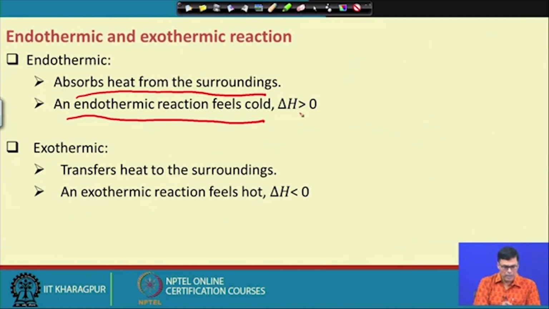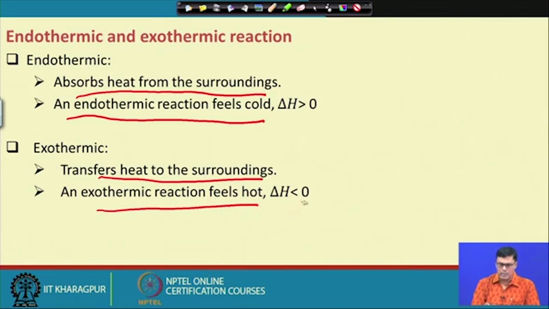The exothermic reaction is the transfer of heat to the surroundings. I can give a very simple example: burning of wood or coal, where the temperature increases. The exothermic reaction feels hot, where del G is less than 0. That del G always should be negative, and here del H is negative, and in the endothermic case del H will be positive.